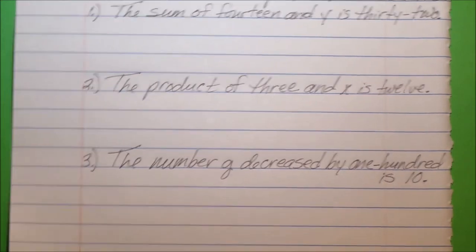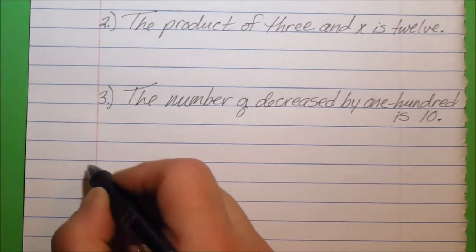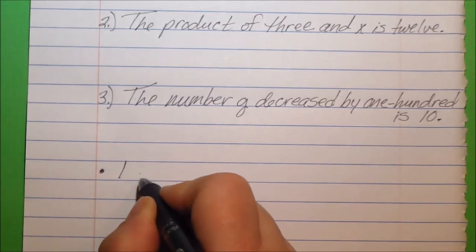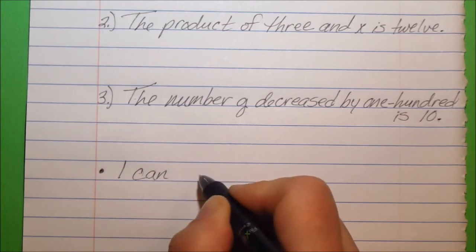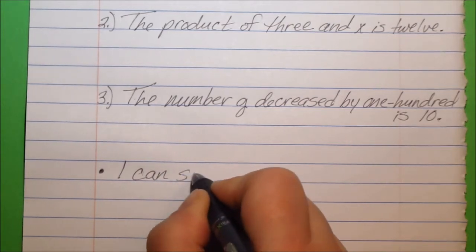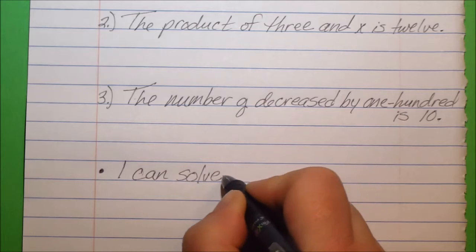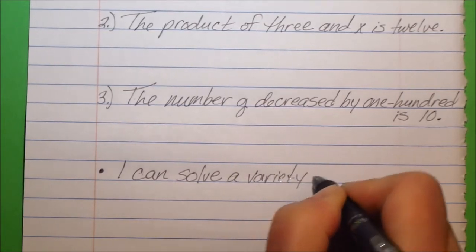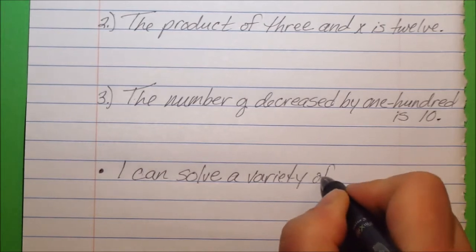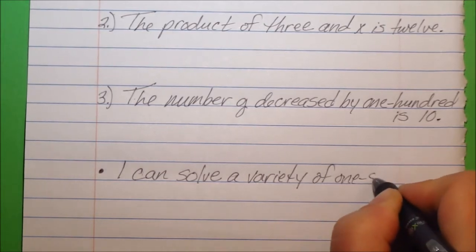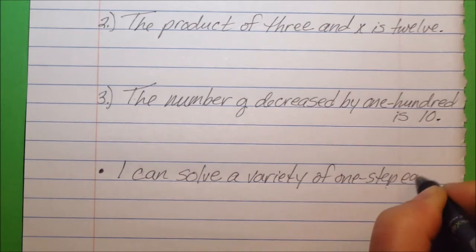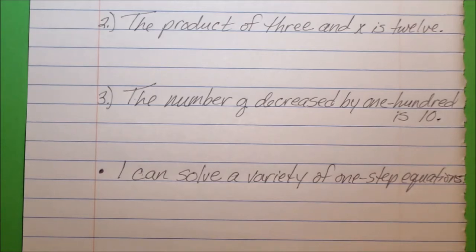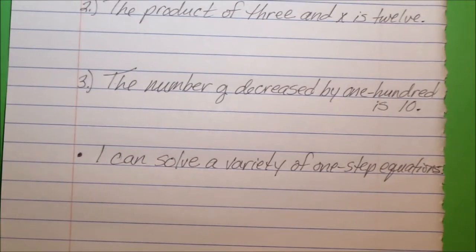Skip 3 more lines here, and we've got our I can statement. I can. This is what we will do during this lesson. I can solve a variety of one-step equations. Okay, one of the reasons our notes are so short for this lesson is it's all stuff you already know.